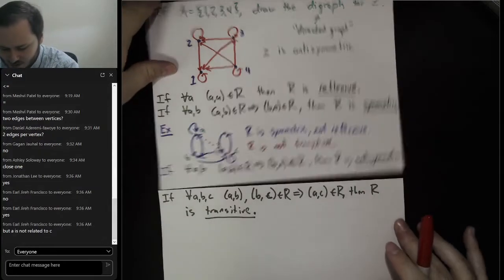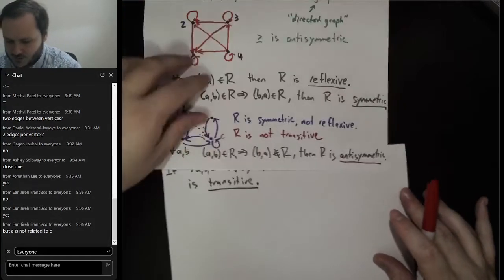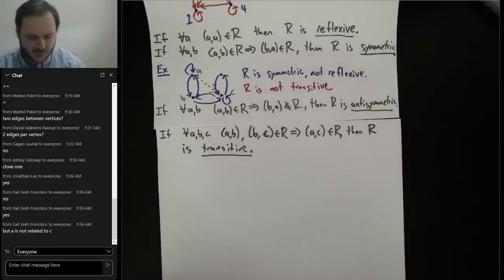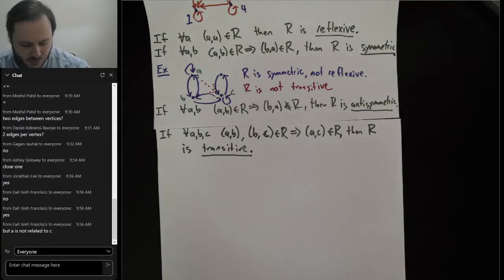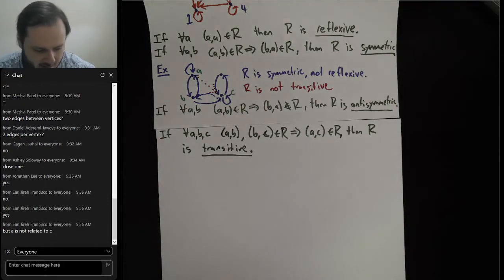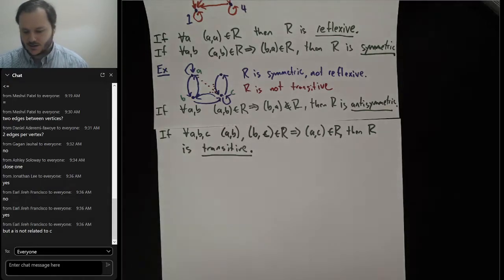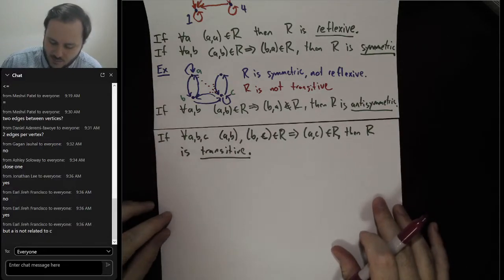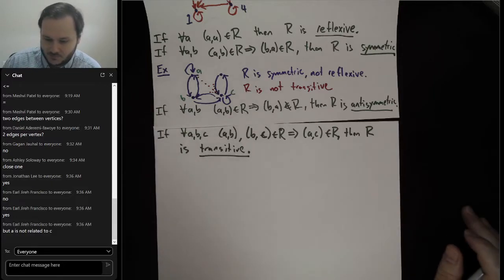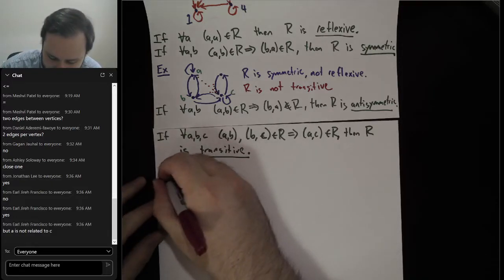So let's do some examples with reflexive, symmetric, antisymmetric, and transitive. Like I said, relations are very broad. They can cover a wide range of things. So examples, depending on what your set is, can vary very wildly. So here's an example.